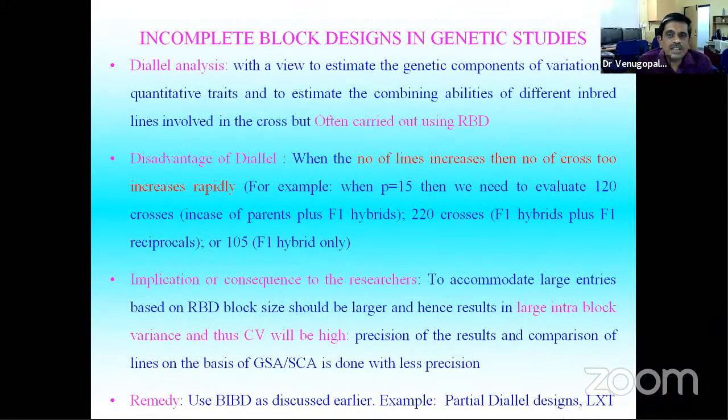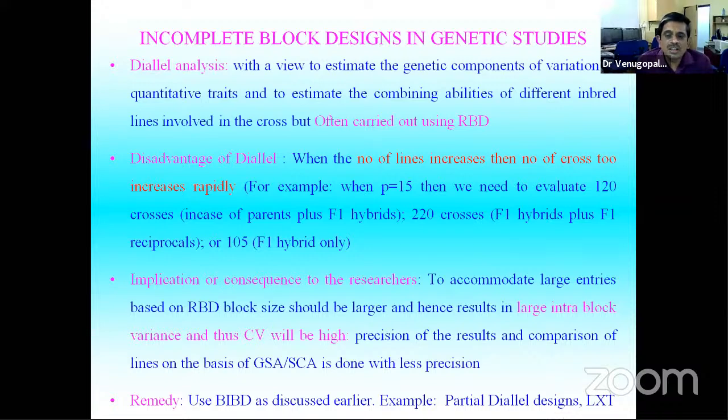Now, let me turn my attention to the use of incomplete block design in biometrical genetic studies. The normally used mating design is the diallel design for crossing. So the diallel design also necessitates the use of the RBD design. But when the number of lines increases, then the number of crosses also increases rapidly. We will have specifically 220 crosses when we try to have F1 hybrids plus F1 reciprocals in our mating design. So what is the consequence to the researchers? If he is trying to accommodate the large entries based on RBD setup, large intra-block error will come, then the CV value will be very high.